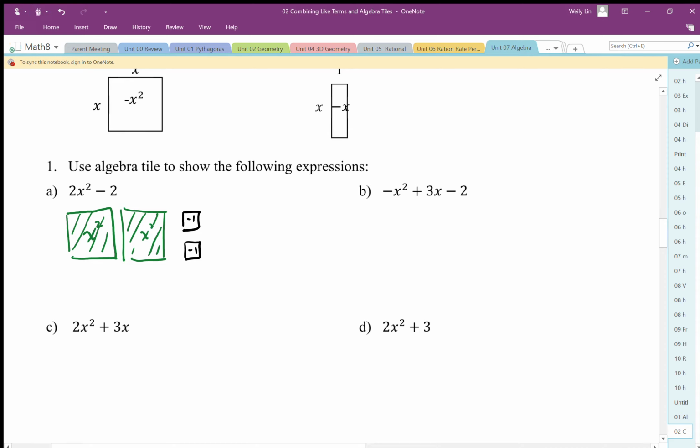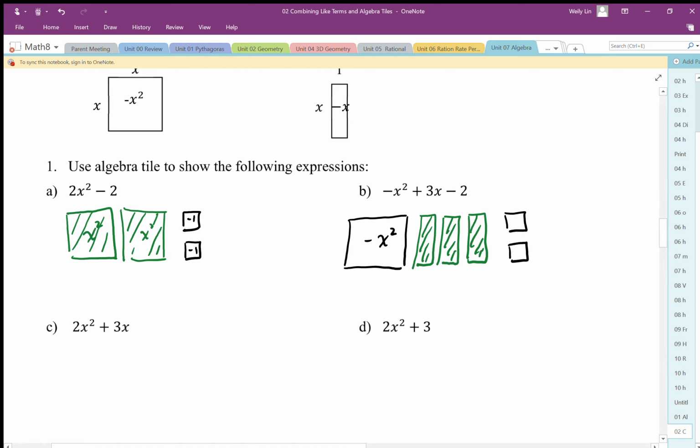For the -x squared tile here, we're going to just use a large square white tile. For the 3x, we have to make sure that the 3x has a different shape, and we're going to use shaded as positive. And for the -2, we'll use 2 white small square tiles.